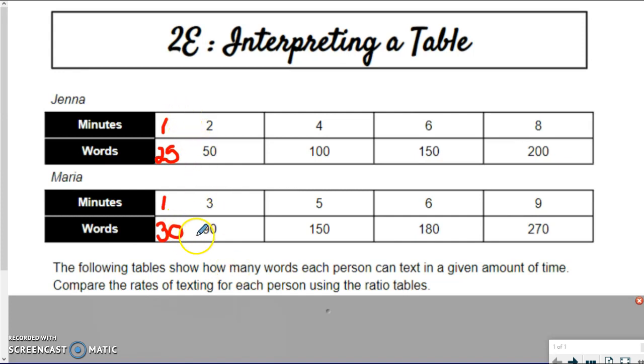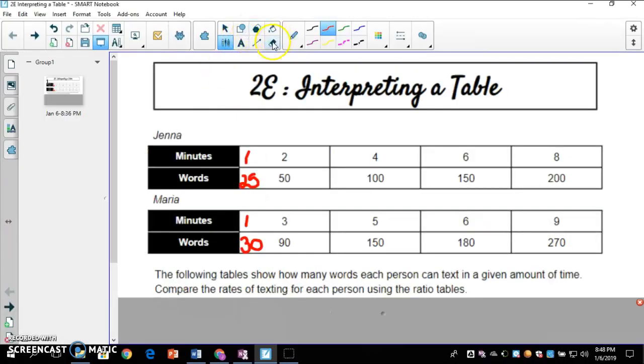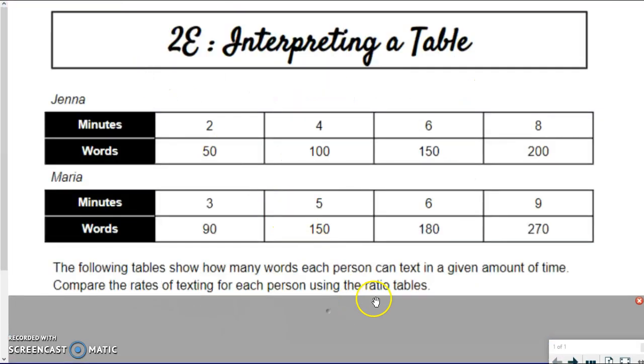And that's one way you could explain it: you could find their unit rate to figure out how many words they text in 1 minute and compare. So that's one way you can do it. Let me erase and do a different comparison here. Here is another comparison you could make.